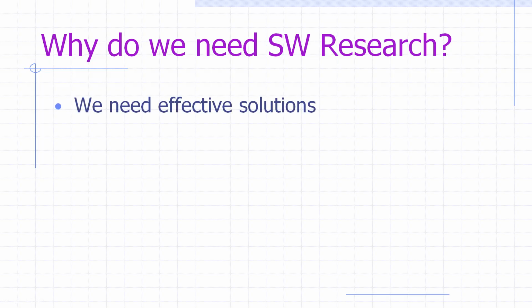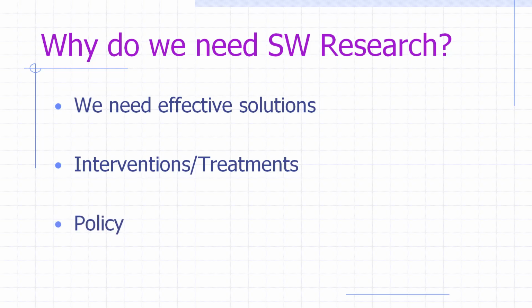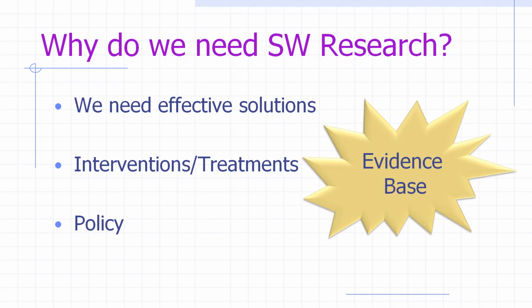So why do we need social work research? Well, mainly because we need effective solutions to the problems that we have in this country. Whether that be at the individual level with interventions and treatments, or even at the community level, or at the policy level, social work has an evidence base to it. We don't just try out things willy-nilly to see if they'll work, because that's unethical to do. We have to have some research evidence that says what we are doing with our clients works.